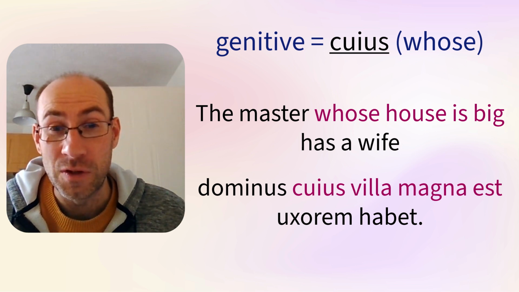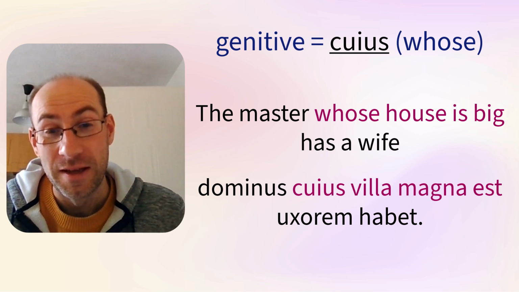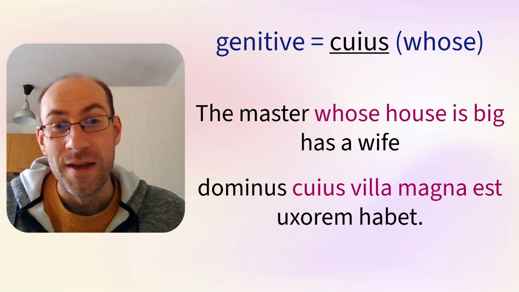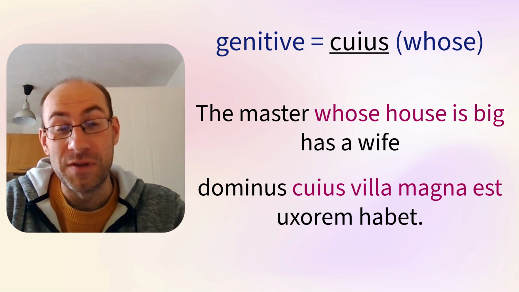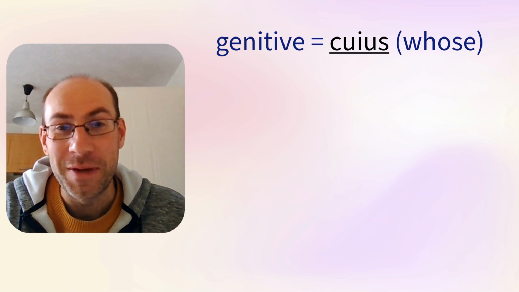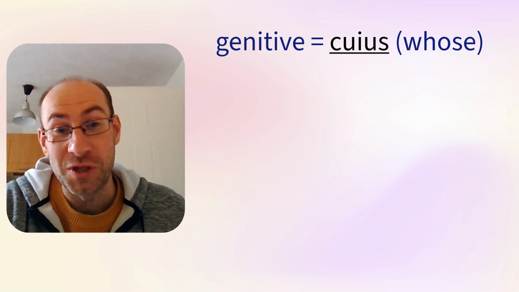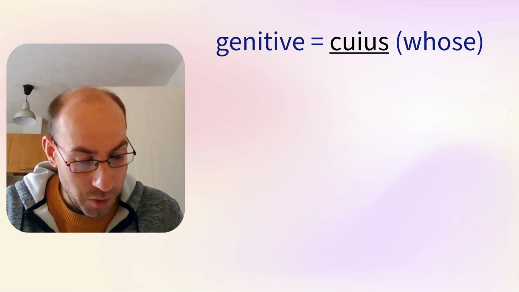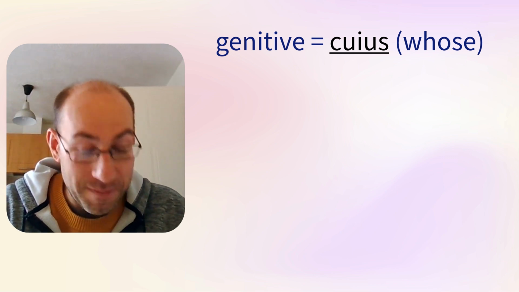Even though the main clause makes sense in isolation, the master has a wife. So the relative clause is adjectival. It gives us additional information. So let's try another one, this time with the feminine, but we know it's still going to be cuius in the genitive. So let's go to the matron.